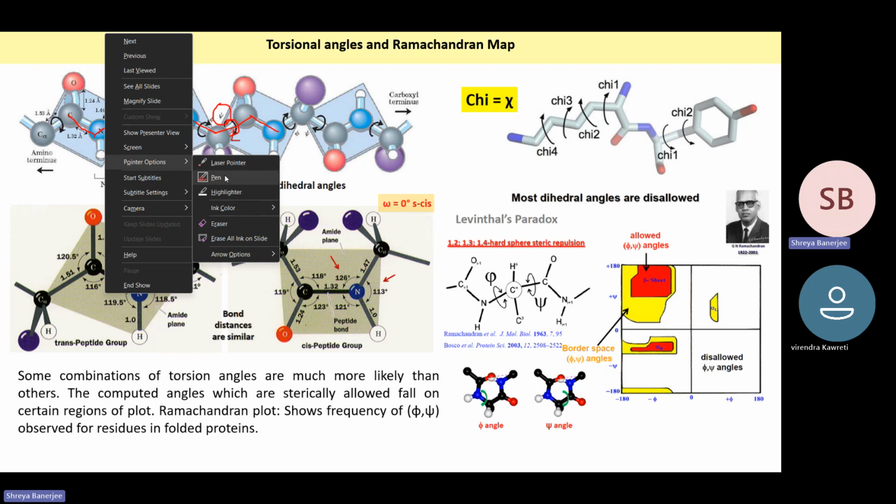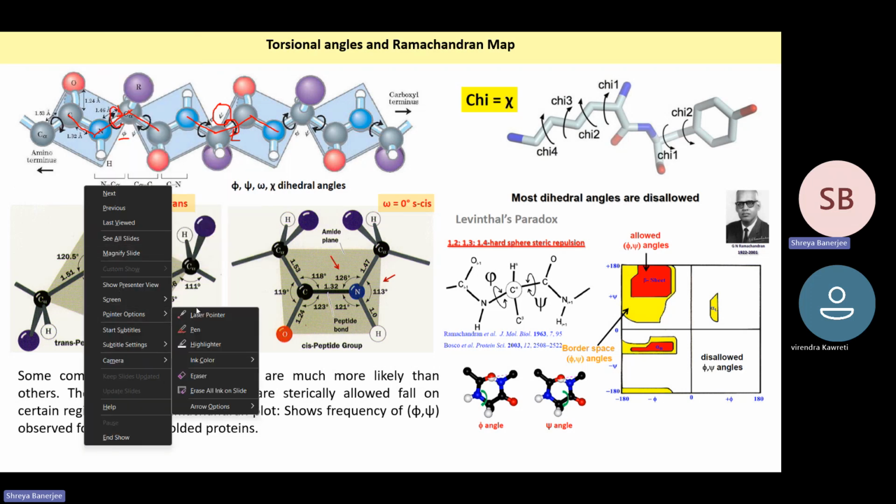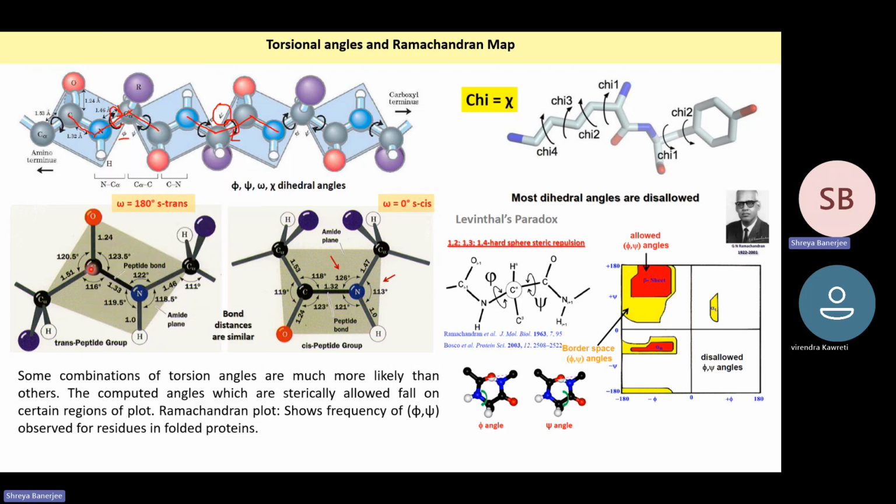Another dihedral angle is from one C alpha to the next C alpha. So you have one C alpha, carbonyl carbon, nitrogen, next C alpha. This is the omega dihedral angle, and you can see this is 180 degrees when it is trans, and it is 0 degrees when it is cis. Cis is generally the more unstable conformation, because there is steric repulsion between the substituents on C alpha, whereas trans is the more preferred, sterically favored conformation. You can also have different dihedral angles in the side chains.